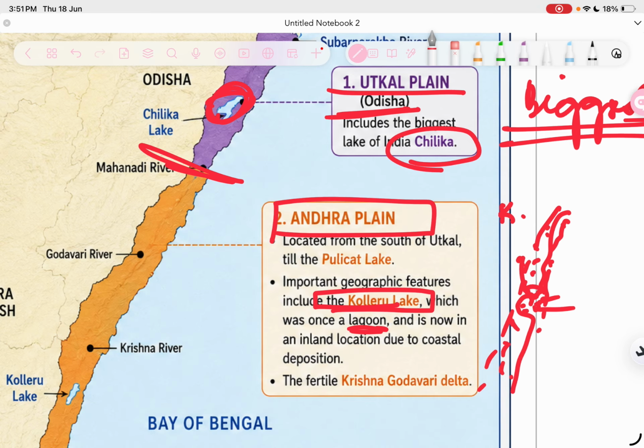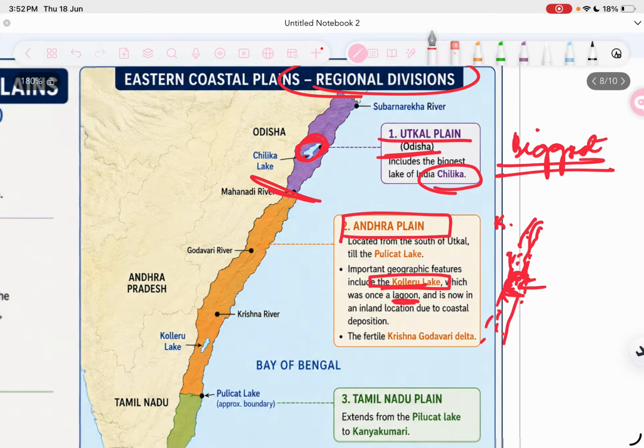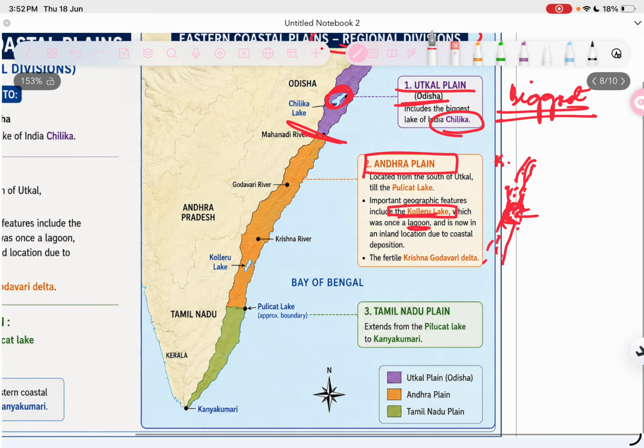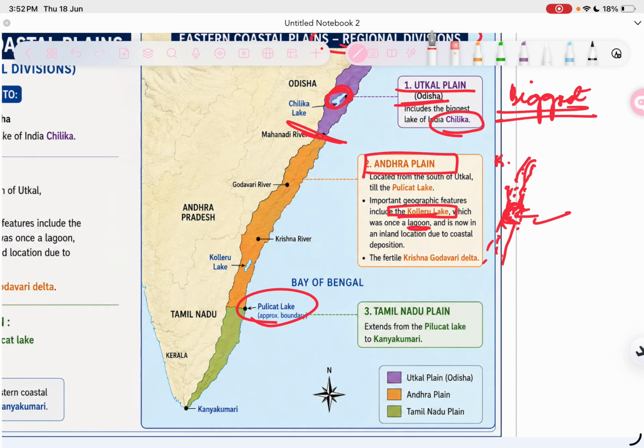So it has basically, due to constant deposition of alluvial deposits, led to the emergence of land, and thus now it has become a part of the inland lake system. So the important point about the Andhra plain is basically about the Kolleru Lake, and it extends till the Pulicat Lake. Now the Pulicat Lake is the division between Andhra plain and the Tamil Nadu plain.